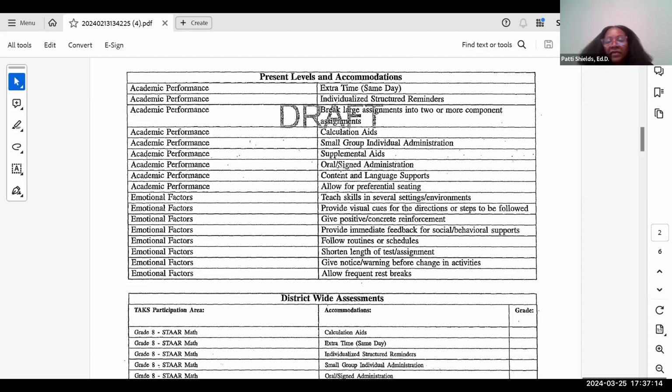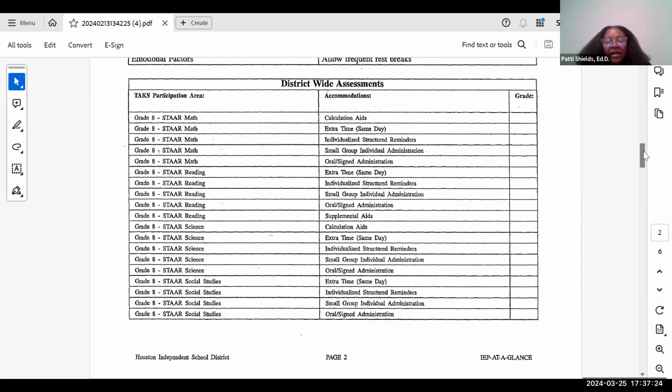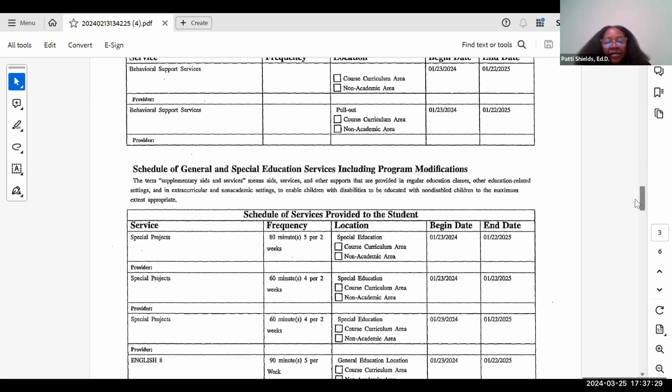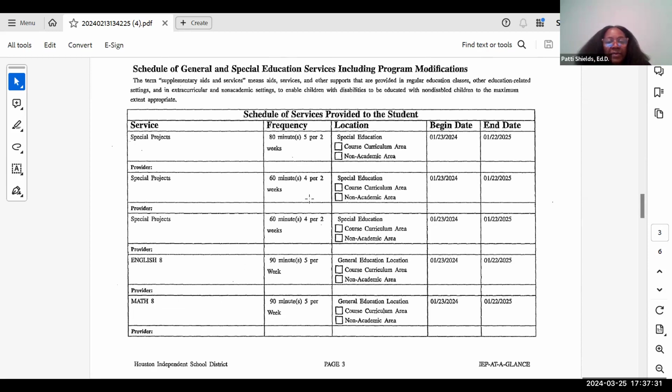Well, this is just a list of the accommodations that this student has. He's separated by the academic accommodations and his emotional factor accommodations. And then these are his testing accommodations for state and district. And down here is his scheduled services. He does have special projects, 80 minutes, 5 times every 2 weeks. And he comes to me for social skills lessons for that. Nice. So that is that.